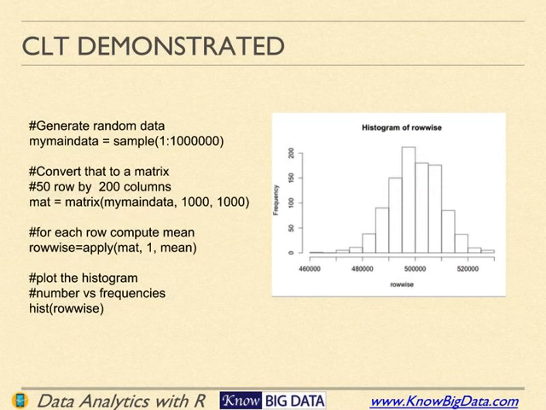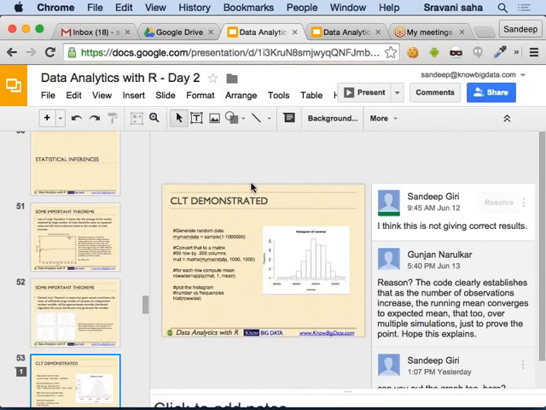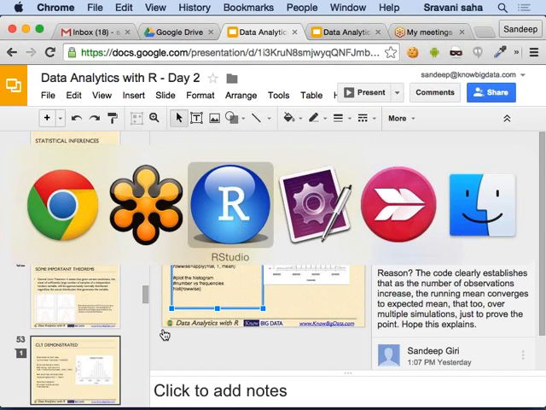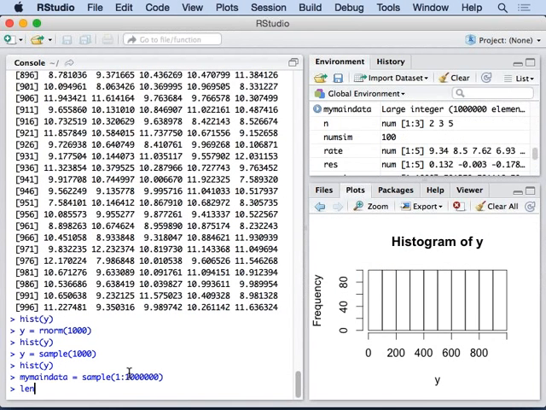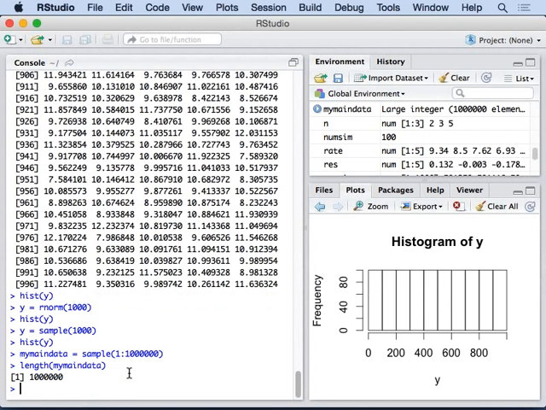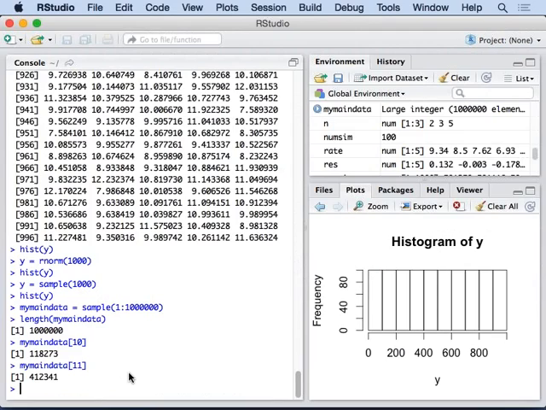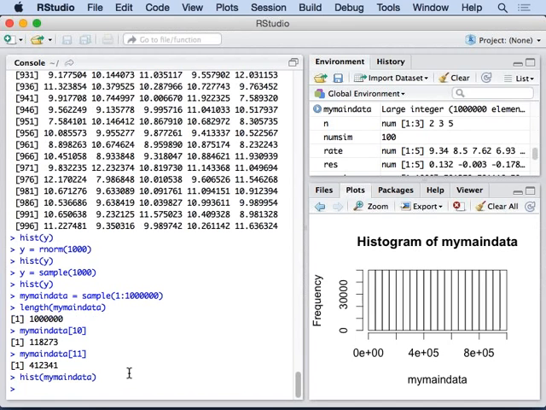All right. So should I show you this demo? You can also try by yourself in parallel. You take the sample of 1 million values. So my main data, if you see, is an array containing 1 million values. Okay, and if you see my main data, and we say the 10th value, it's a random number. Okay, 11th value, it's another random number. And if we do a histogram on my main data, the histogram is flat.